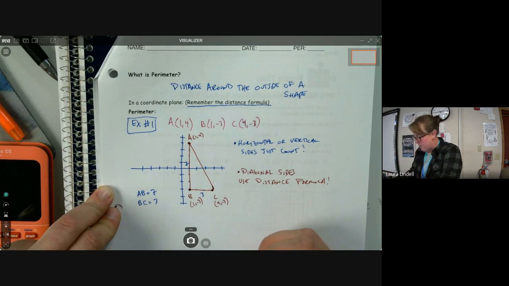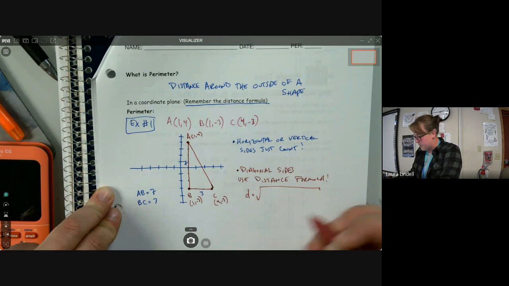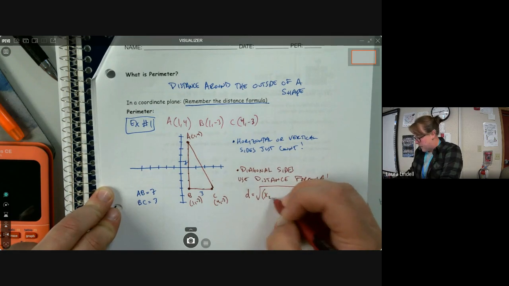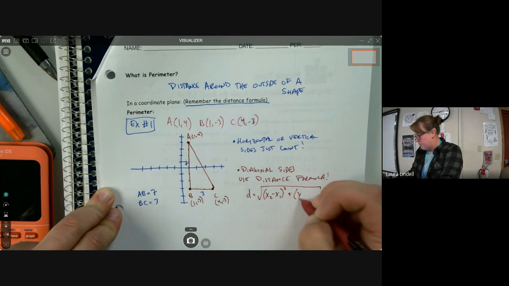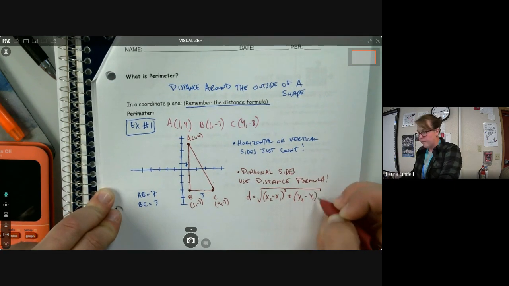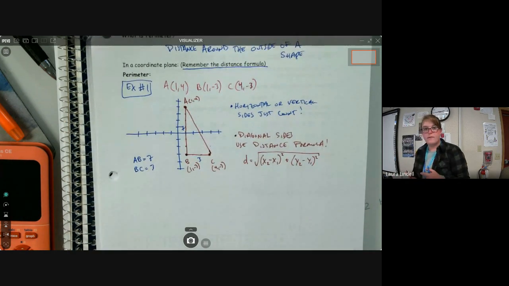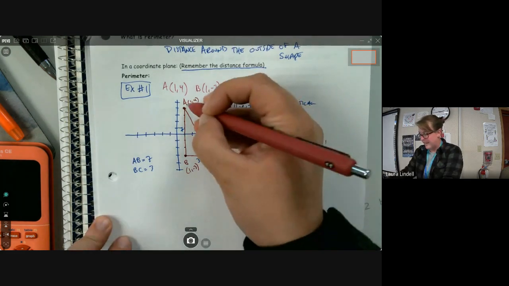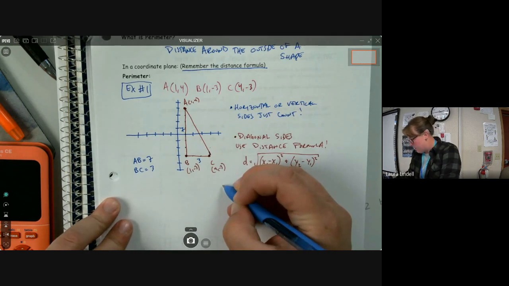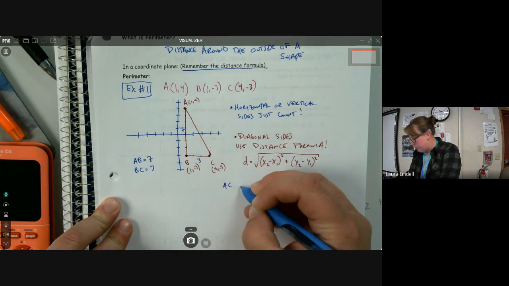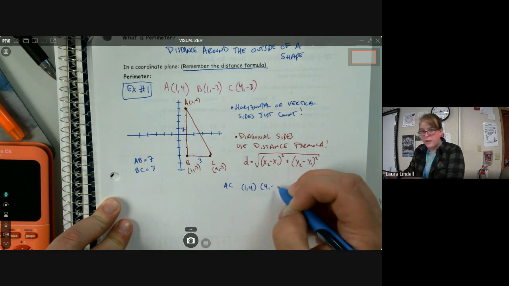All right, and so remembering the distance formula, it's D equals the big square root of x2 minus x1 quantity squared plus y2 minus y1 quantity squared. All right, so for this, we're going to need to find the distance between these two points, A and C. So I'm going to pull those two points aside here. We know point A is (1, 4). Point C is (4, -3).